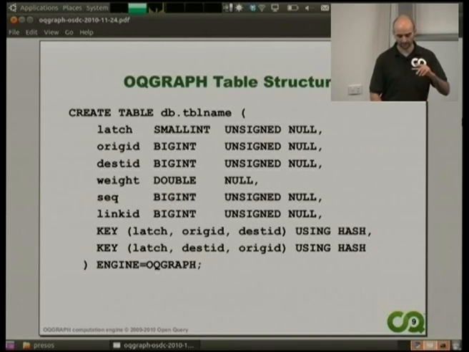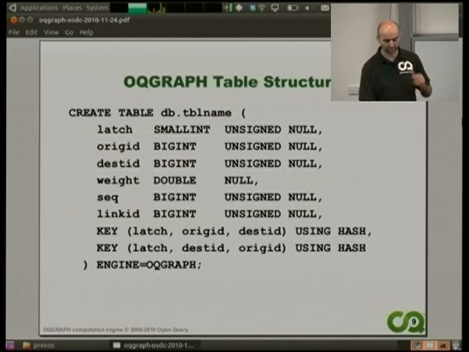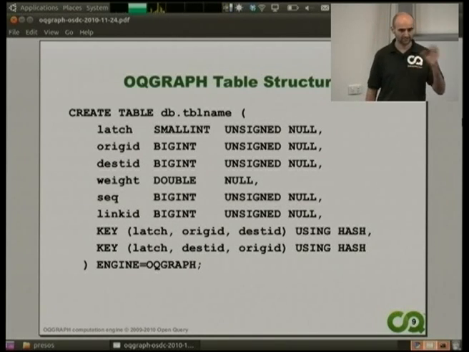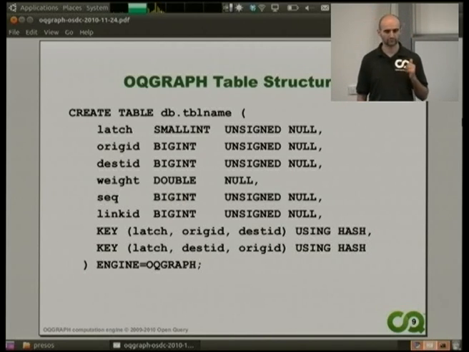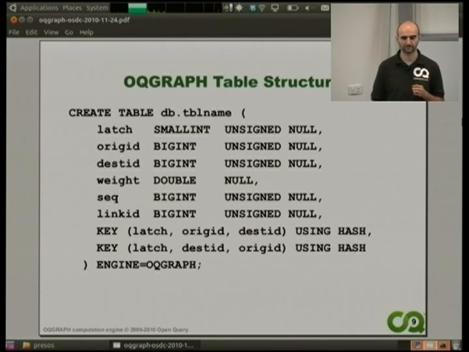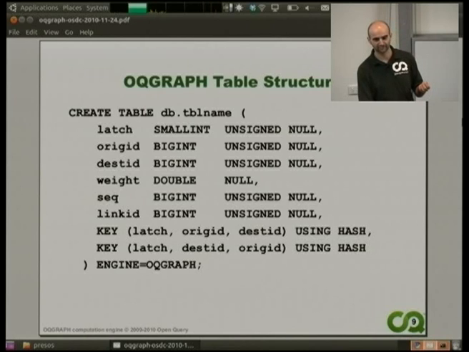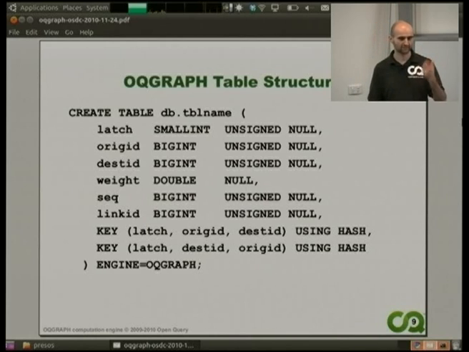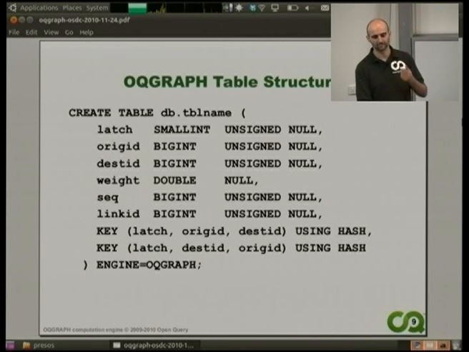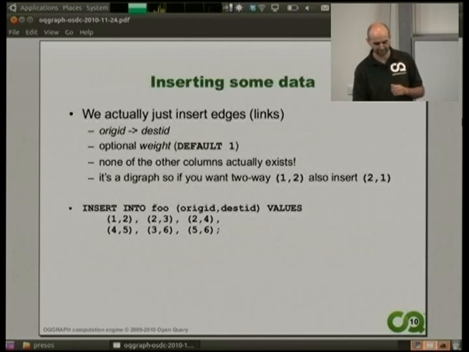So I think the next page explains kind of what it does. But just briefly to go back, if you have a latch, we'll get back to that in a moment. Origid, destid, and weight are the ones you actually put data in. SEQ and link ID are other output variables that we'll deal with in a moment. Those two indexes make sure that MySQL will never attempt a table scan to resolve a query. If it were to try doing a table scan, it would get back the original table information rather than what we're trying to compute. It needs to actually address the different functions in the API that do primary key lookups, direct lookups, and for that you need to pretend to have a hash index, and that's what we have, or at least pretend to have.